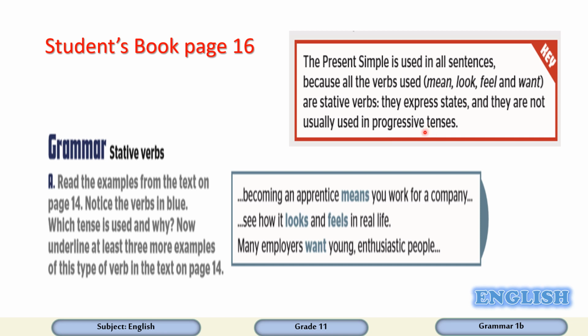So if you are going to use an action verb like go, like walk, you can use the progressive tenses, which is the verb to be plus ing. However, if you use a stative verb such as these ones, you cannot use the progressive. Now, next question. Now, underline at least three more examples of this type of verb in the text on page 14.